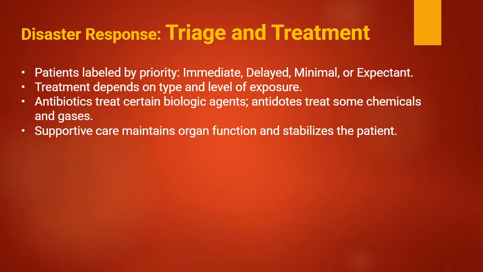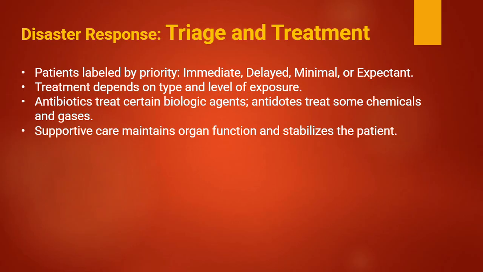Expectant, black tag. These patients have injuries so severe that survival is unlikely, even with treatment. In mass casualty events, care for expectant patients may be limited to comfort measures or pain control. This classification process can be emotionally difficult for nurses, but it ensures that limited resources are directed toward patients who have the best chance of survival. This is why, in disaster triage, those with the most severe life-threatening wounds are not always treated first, because they may not survive even with intervention.